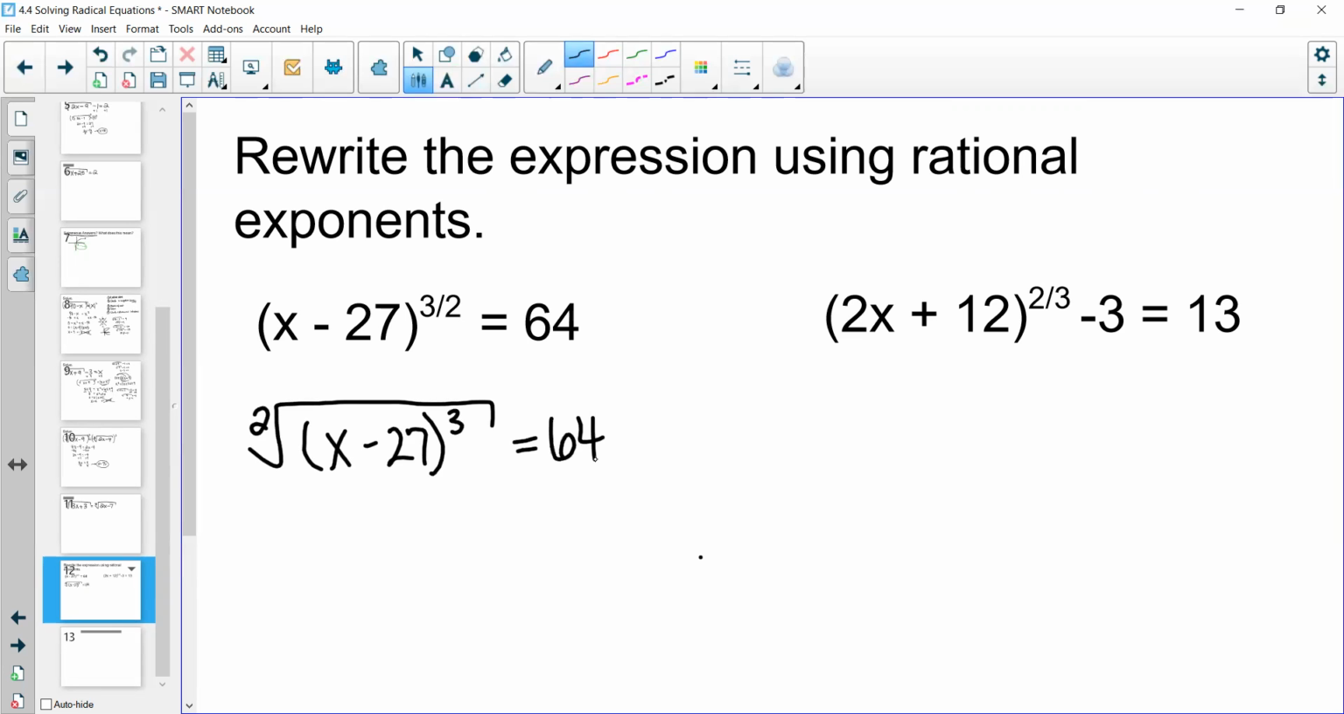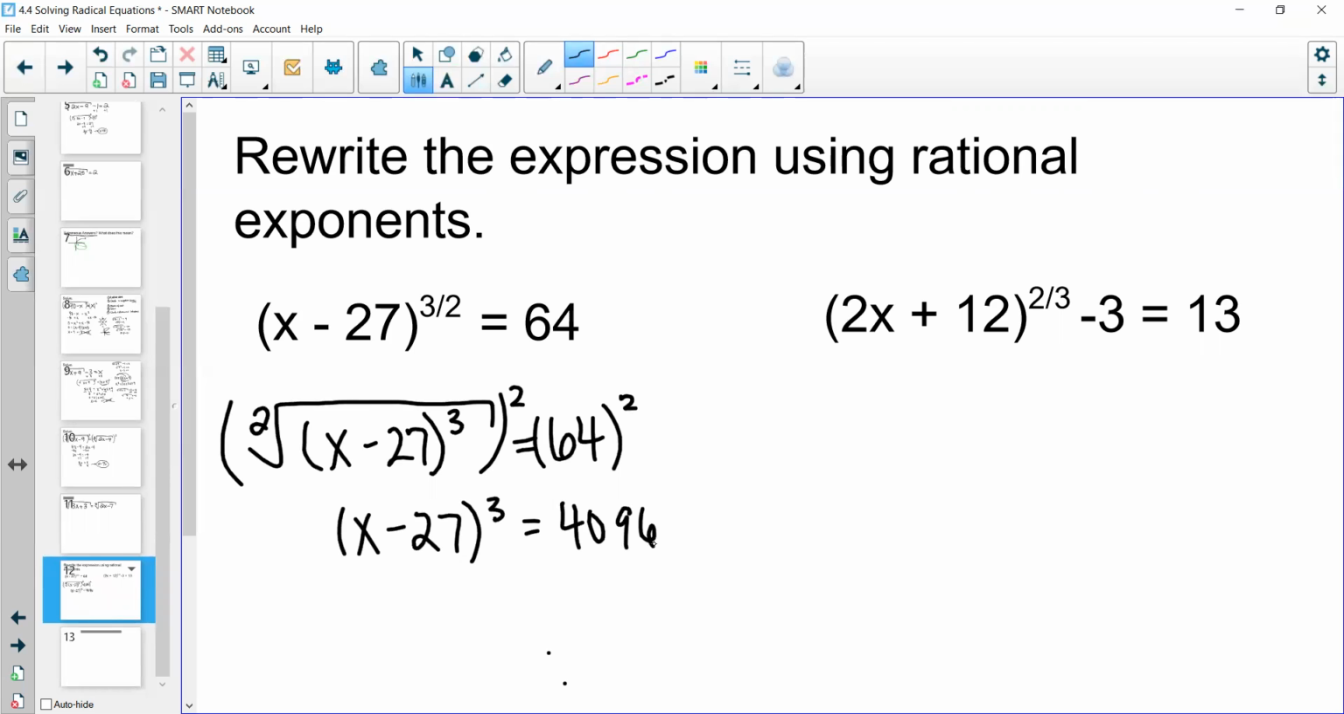So there's a couple ways that we can do these ones when we see these radical exponents. One way is to rewrite it and then follow through our steps. We can square both sides like this. And then we're dealing with x minus 27 to the power of 3 equals 64 squared, or 64 times 64, which is 4,096. But then we need to get rid of this cubed, and we have to cube root both sides to get rid of it.